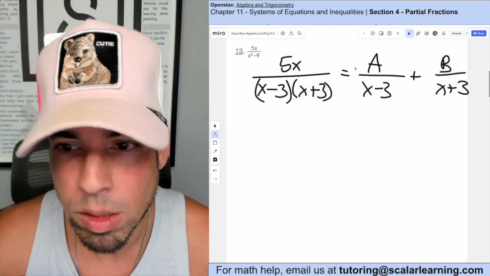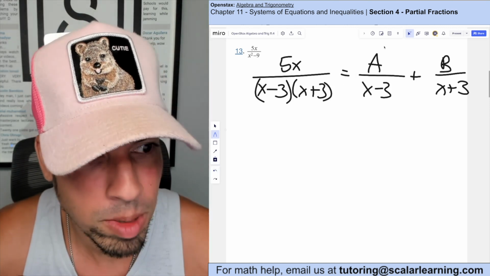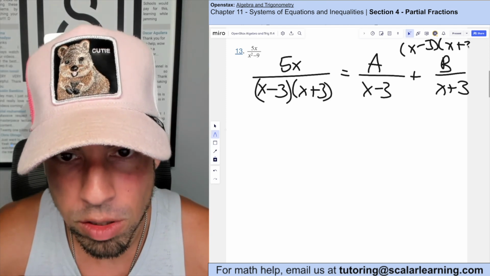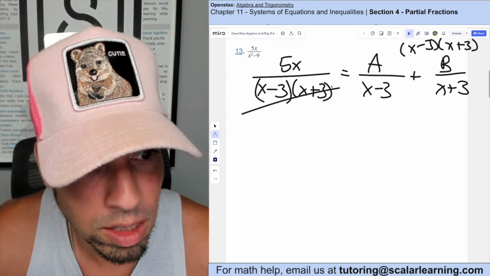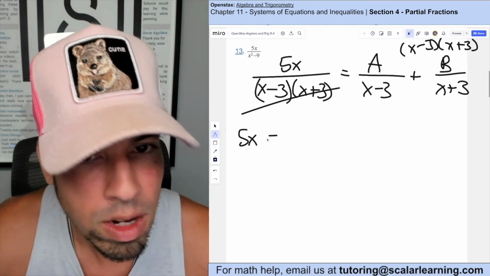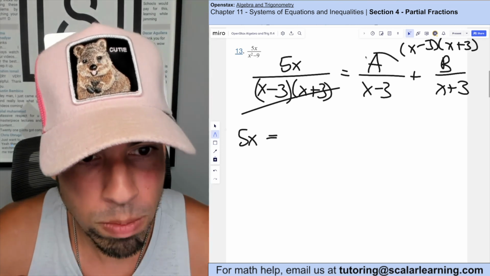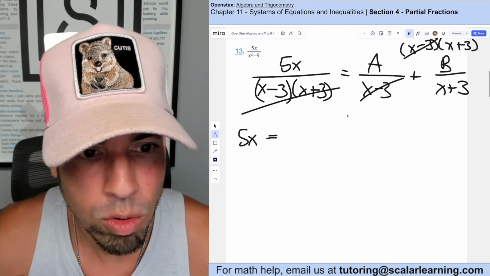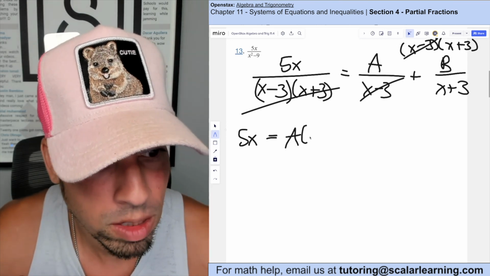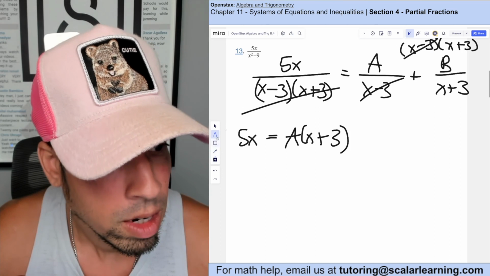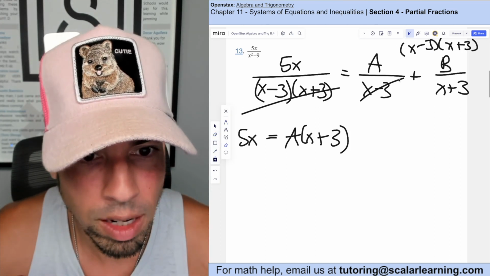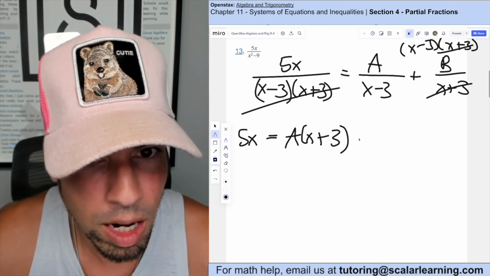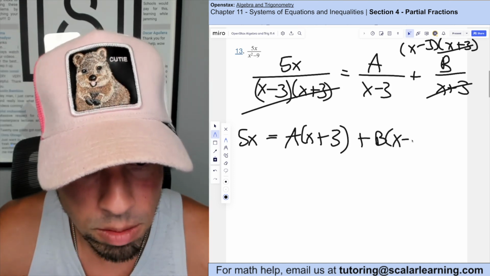Now what we're going to do is multiply both sides by this denominator, which is x minus 3 times x plus 3. Now, of course, when we multiply the left side, it's going to cancel this out. We're left with 5x. On the right-hand side, when we multiply it against this guy, it's going to cancel out those, so we're just going to have a times x plus 3. And then when it multiplies the second one, the x plus 3s are going to cancel out, and we got plus b times x minus 3.